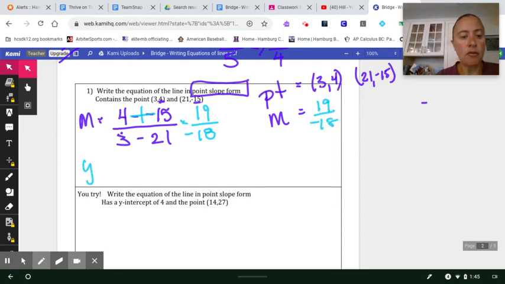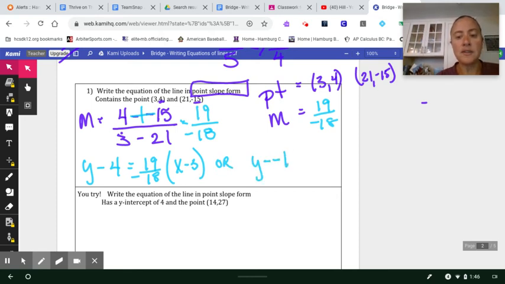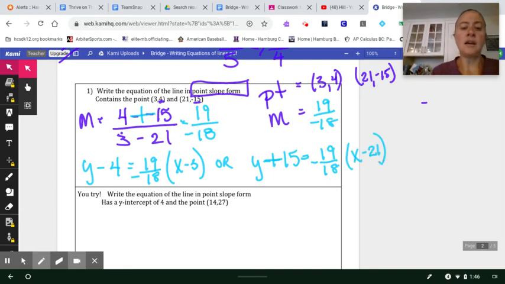So I'm going to say I could have y minus 4. So y minus y1 equals my slope, 19 over negative 18. That negative could just come out in front, times x minus 3. Or I could use the other point. Y minus negative 15, I'm just going to go ahead and make that a plus, equals negative 19/18 times x minus 21. And again, either one's fine.